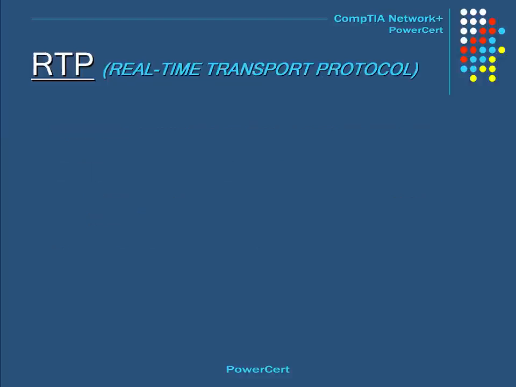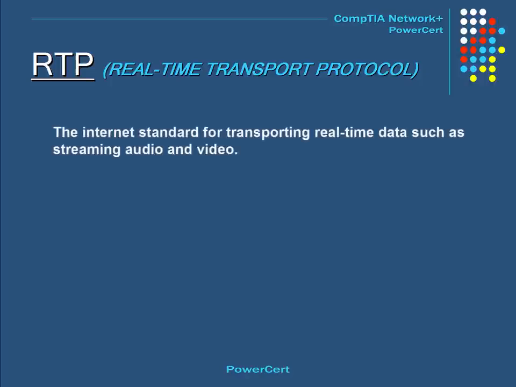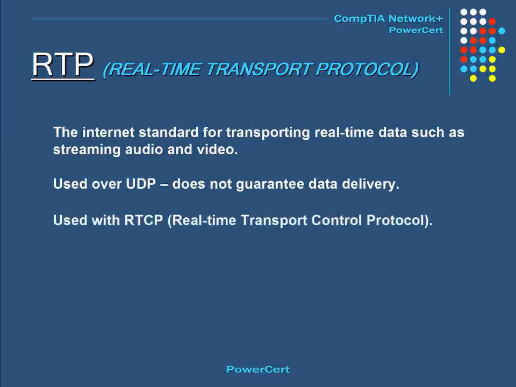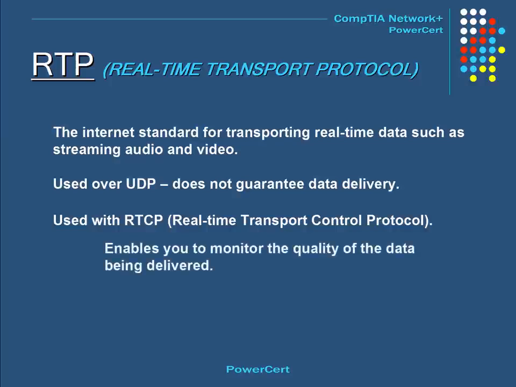RTP stands for Real-Time Transport Protocol, and this protocol is the Internet standard for transporting real-time data such as streaming audio and video. RTP is often used over UDP, so it doesn't guarantee data delivery. RTP is also used with RTCP, which stands for Real-Time Transport Control Protocol, and this enables you to monitor the quality of the data being delivered. And lastly, RTP can be used to send data in both unicast and multicast.